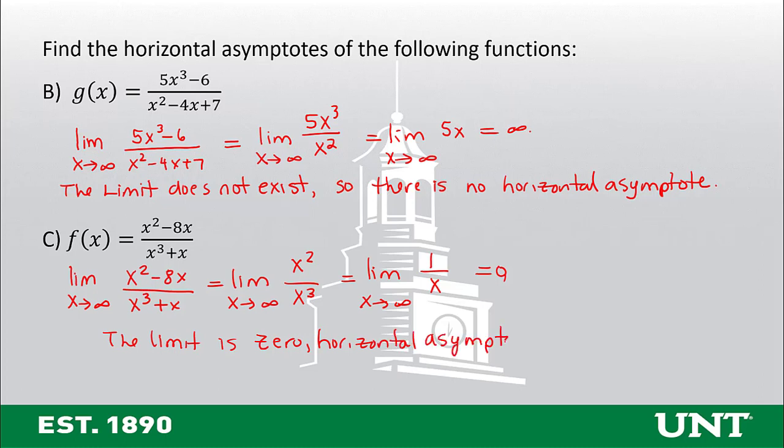This is a rational expression. 1 is a constant in the numerator, and as x gets really big, the entire expression goes to 0. That is, the limit is 0. Therefore, the horizontal asymptote is y equals 0, which, by the way, is the x-axis.